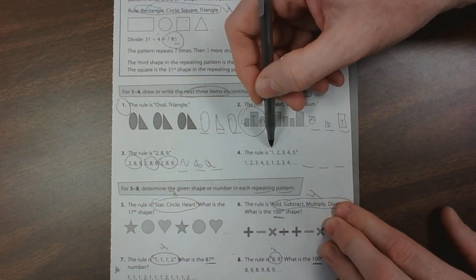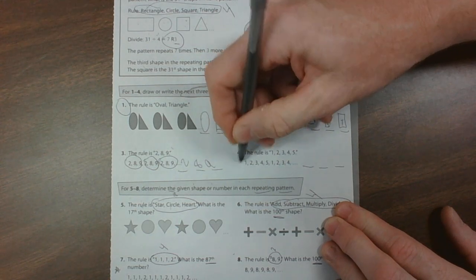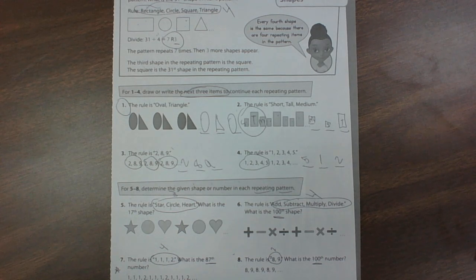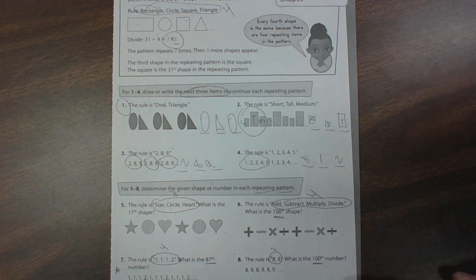The rule is 1, 2, 3, 4, 5. There's our rule. 1, 2, 3, 4, 5. 1, 2. Right? And we could fill out the whole thing if you wanted to. All right? You with me? You guys should be feeling blue and green. You should be feeling really confident with this lesson.